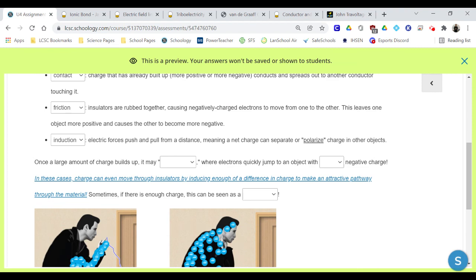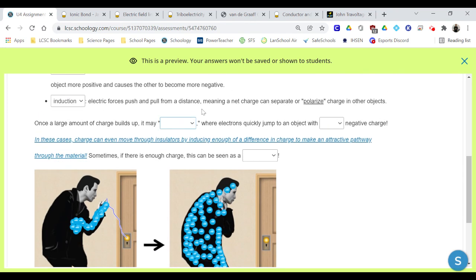Now, once you have a lot of charge built up, you can get that charge to discharge. In other words, you can move that charge away, so you no longer have a big buildup of positive or negative charge. You spread things out so you get closer to neutral or totally neutralize something. Your electrons are going to quickly jump to an object with less negative charge. Since our electrons are negatively charged, we need something with less negative charge to pick up those electrons, to spread it out a little bit, to share it.